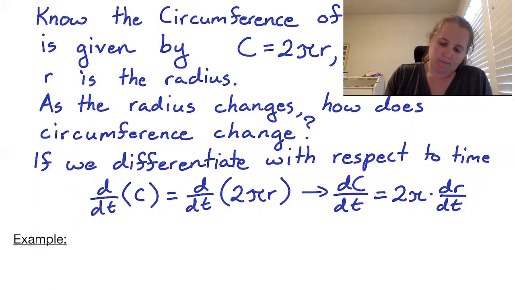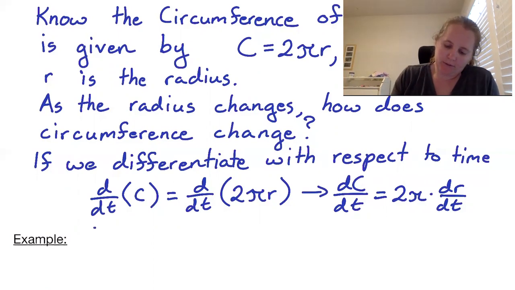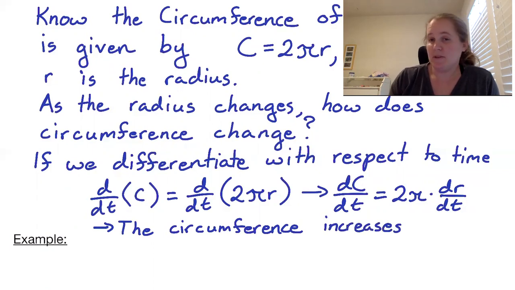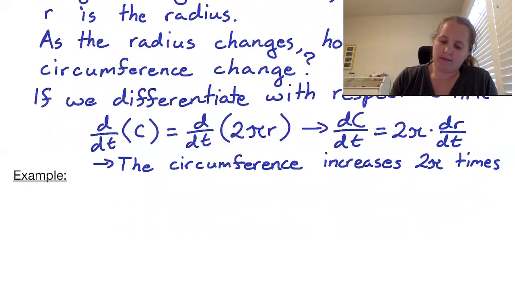So what we get is the circumference increases or decreases 2 pi times as fast.